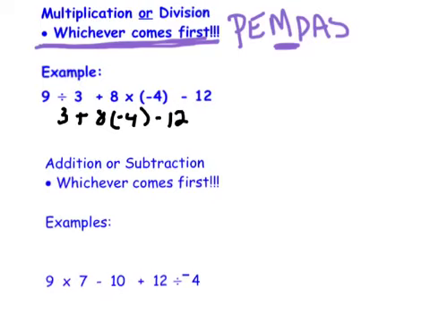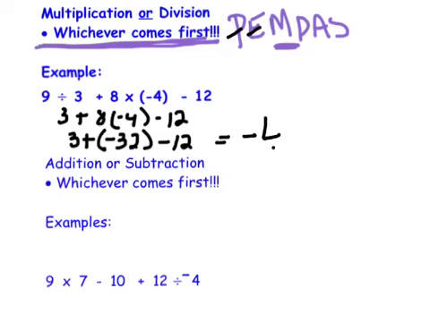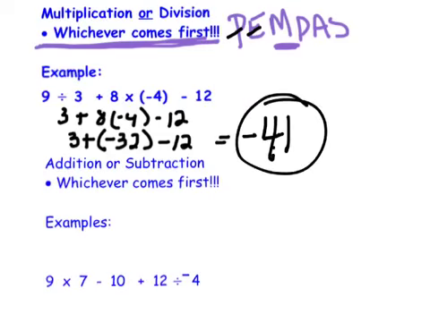Okay, now let's go through our operations. Parentheses, nope. Exponents, nope. Multiplication, yes. So I'm going to do 3 plus, I get negative 32 minus 12. Okay, now I have a simple problem. When I do 3 plus negative 32 minus 12, I get negative 41. So you have to make sure that you do your division before your multiplication if it comes up first.